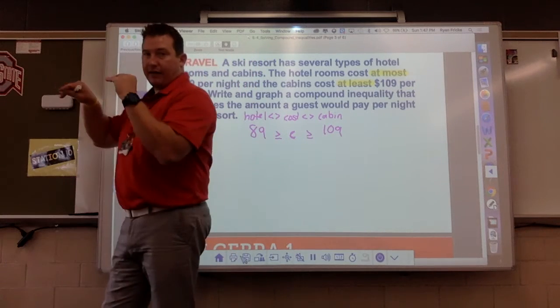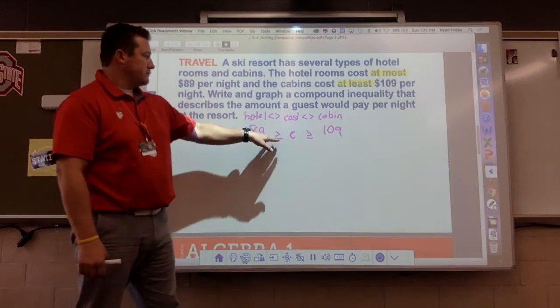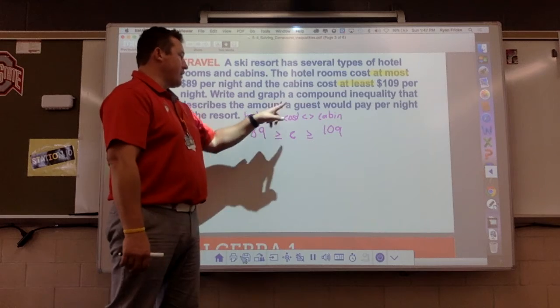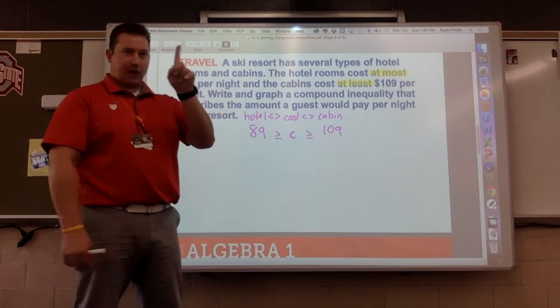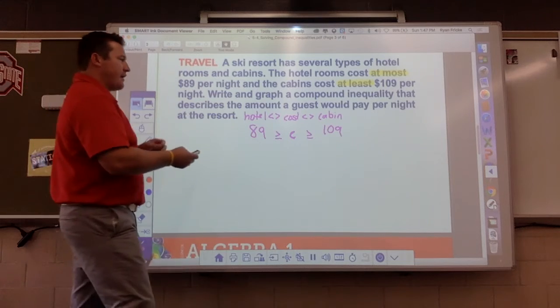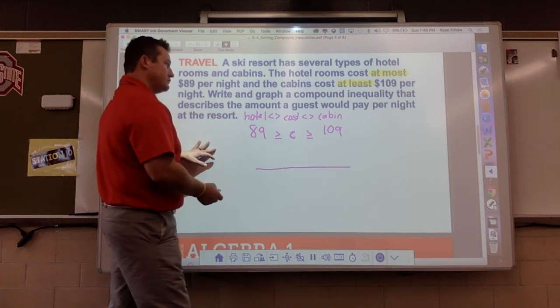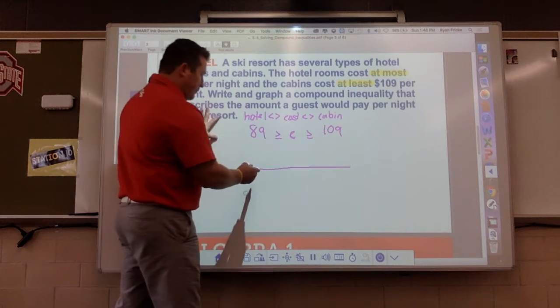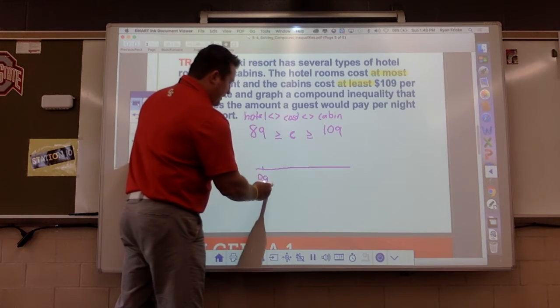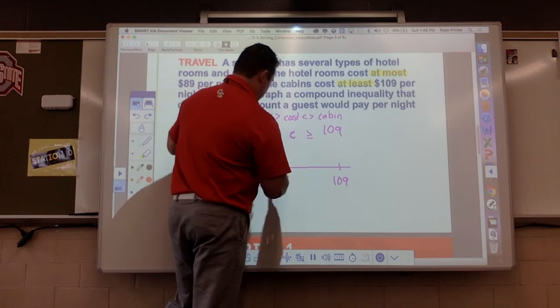So here you go. Our little alligators were chomping the other way on this one, guys. So greater. This is an or. We haven't seen one of these yet. I'm glad we had this. So make your number line. I know it doesn't say to graph it, but we're going to. Here's 89. Here's 109.